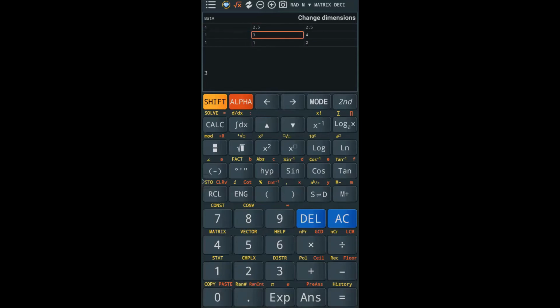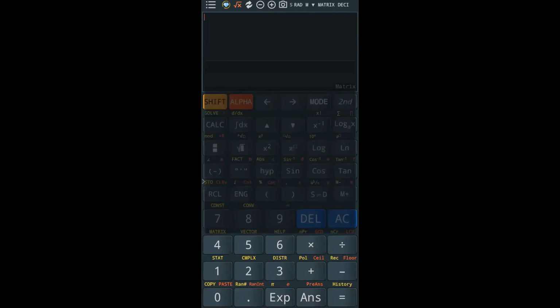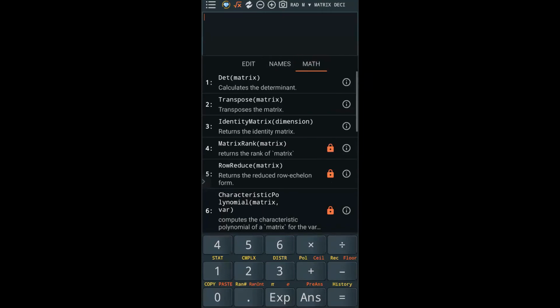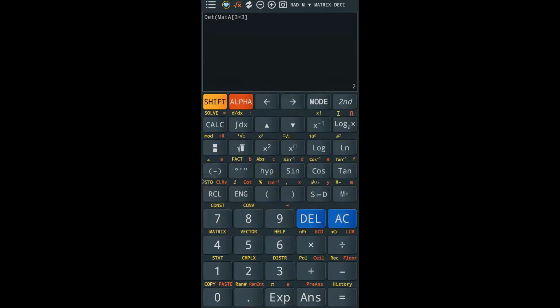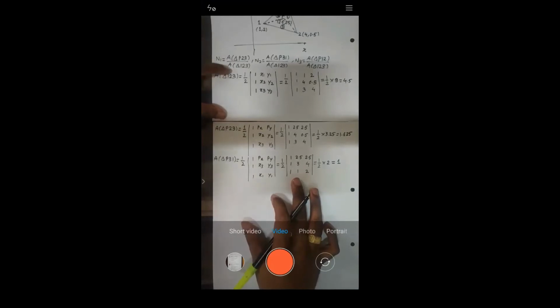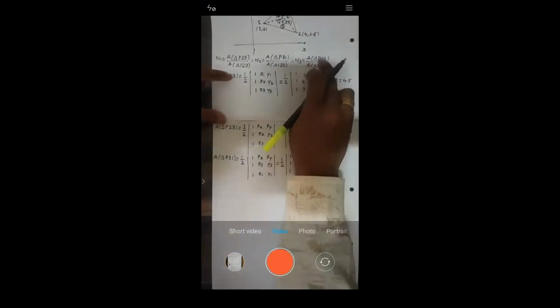Okay, now what I'll do, I will take shift matrix, I will take math, I'll go to determinant of what? Shift matrix, determinant of matrix A, right? So it is coming 2. Okay, are you getting or not? So this you are getting as 1. All of you getting same answer? All of you getting same answer or not? Yes, sir. Right? Now this we have done it for second triangle. Now we need to do it for third triangle, right?